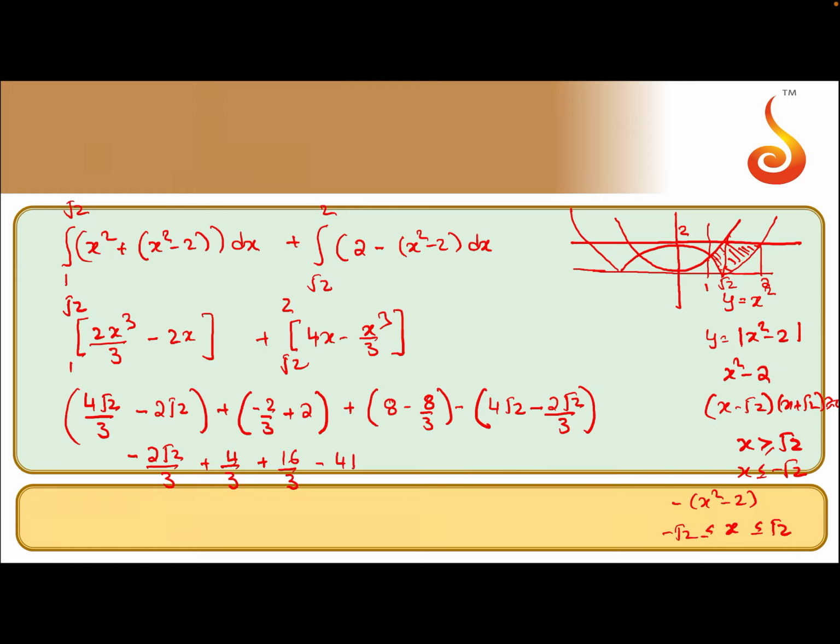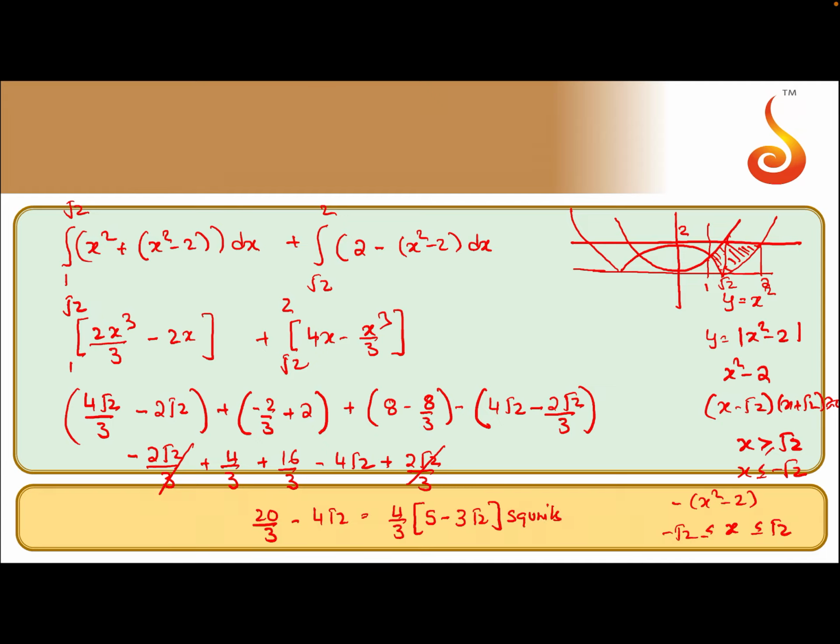Next, minus 4 root 2. This will be minus 4 root 2 plus 2 root 2 by 3. So plus 2 root 2 by 3 and minus 2 root 2 by 3 will cancel. This will give you 20 by 3 minus 4 root 2. This can also be written with 4 by 3 common. We get 5 minus 3 root 2 square units.